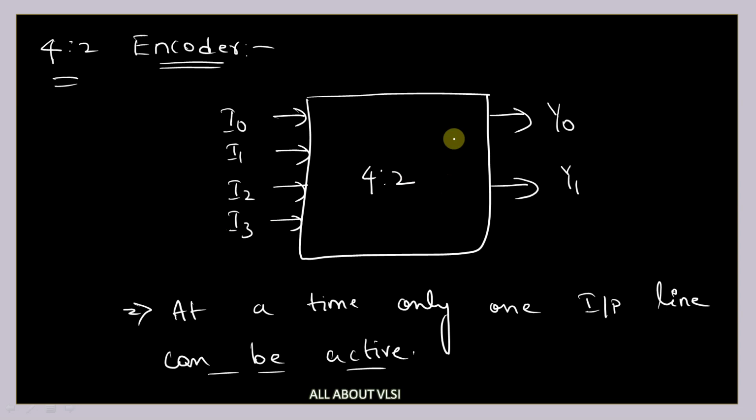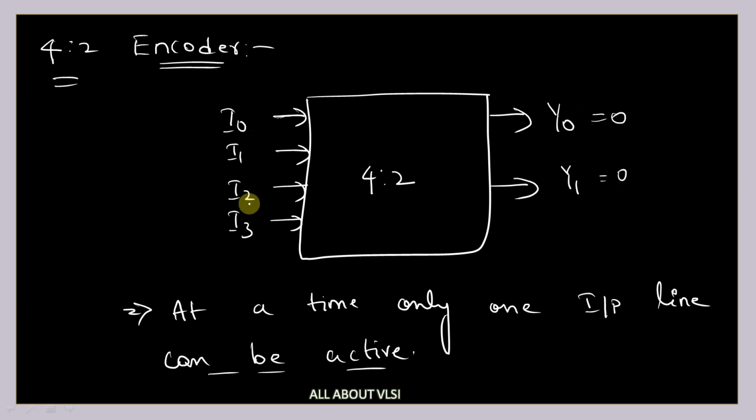So what you're going to do is press this particular button, I0. You are pressing the button associated with 0. So you are going to get your output Y0 equal to 0 and Y1 equal to 0.